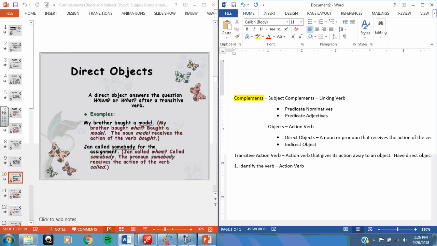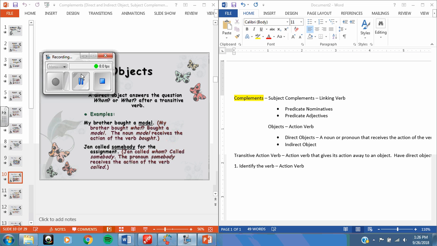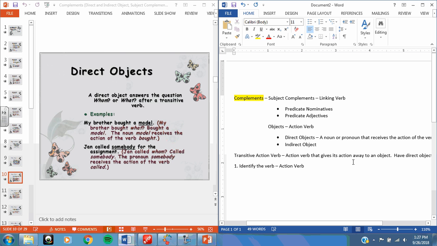So, for instance, well, actually, I think I'm getting ahead of myself. Let's just go through our steps. So, once I've identified the fact that I have an action verb, I now can try to figure out if I have a direct object or not. So, the second step to finding a direct object is, after identifying that I do have an action verb, ask the questions who or what is receiving the action of the verb.